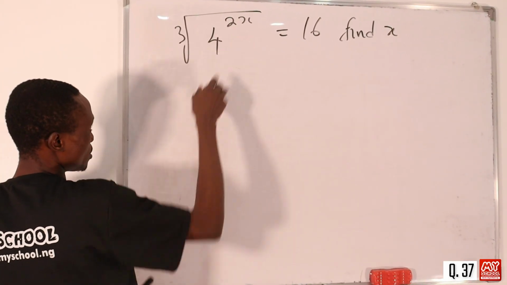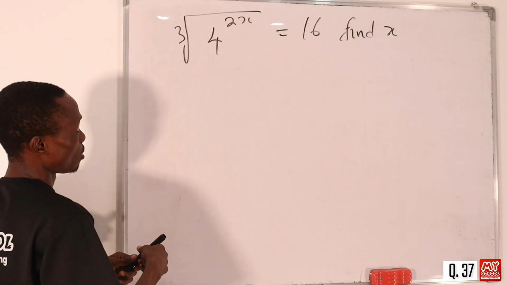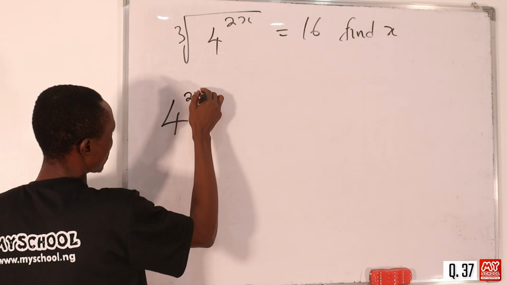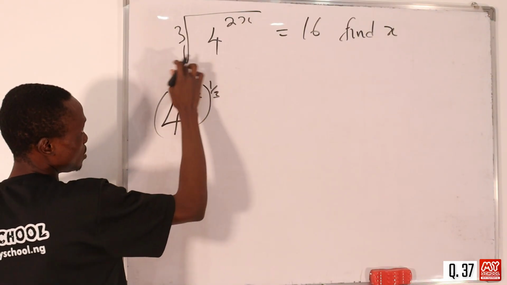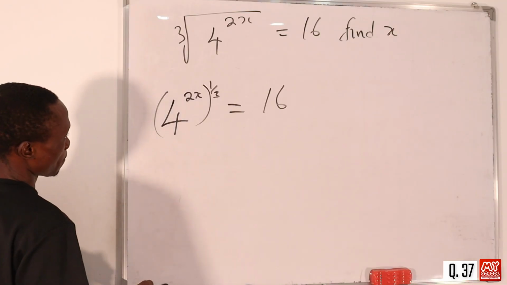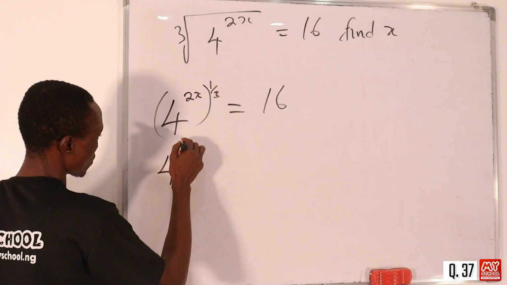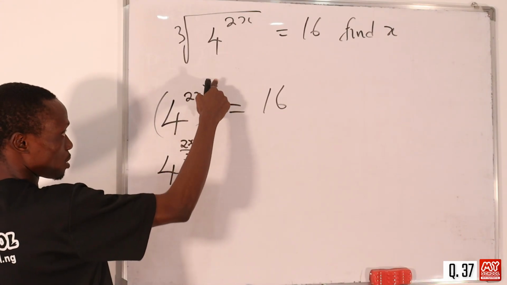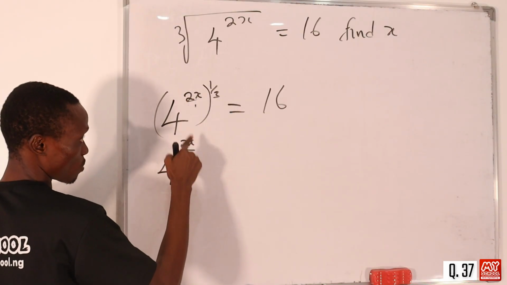We can rewrite this. Remember that cube root means raised to power 1 over 3. So if we rewrite this, we have 4 raised to power 2x in bracket, raised to power 1 over 3, and this is equal to 16. If we multiply the two powers, we have 4 raised to power 2x all over 3, because 2x will multiply 1, and the invisible 1 here will multiply 3, to give us 2x all over 3.